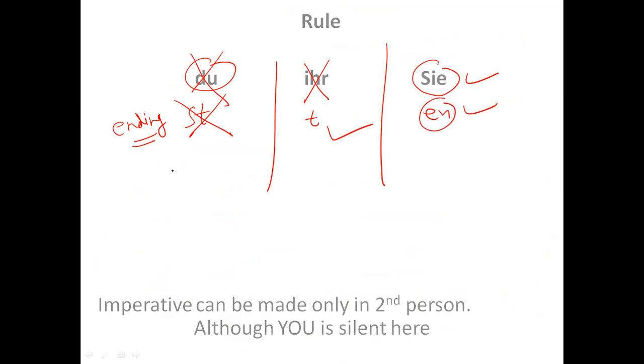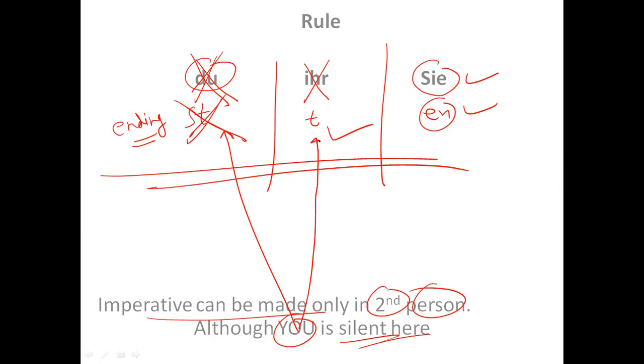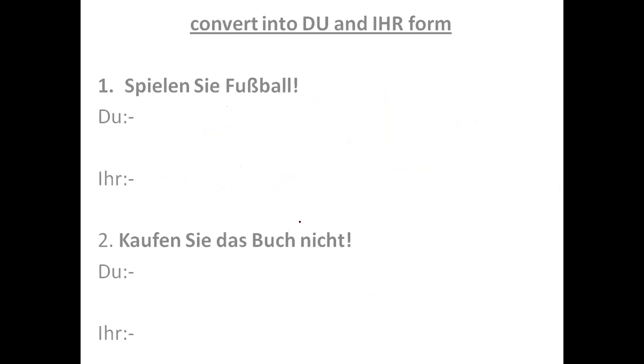So this was the rule which we have learned so far. We will do more practice on it, don't worry. The imperative can be made in the second form, this we have done, and although "you" is silent, it is omitted. And the rule for you, if I'm making it in du, neither st will come nor du will come. If I'm using ihr, ihr will not come, but the ending t will come. And if I'm making it with Sie, Sie will come and en will also come. Now this type of question will come in your exam, right? This type of question will come.